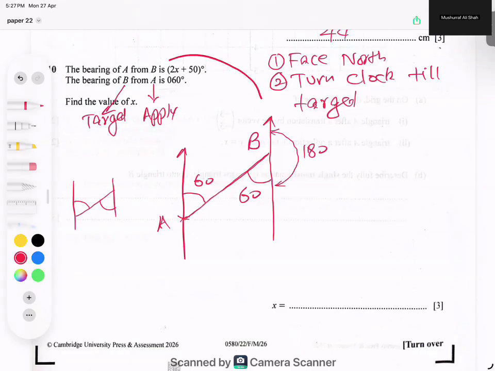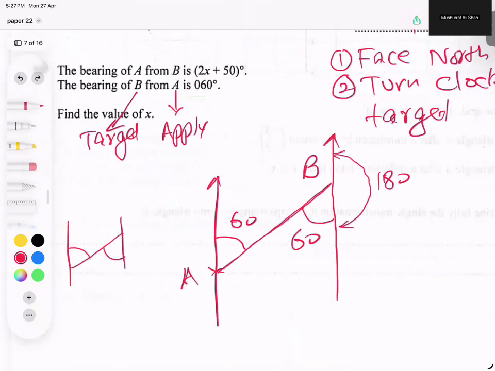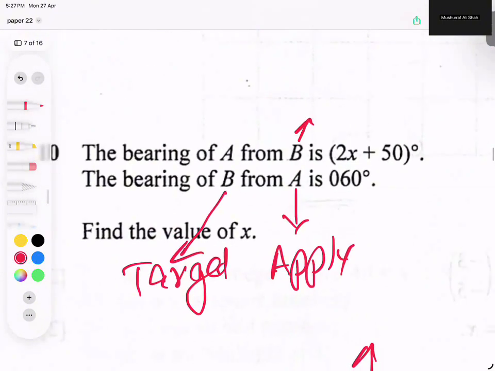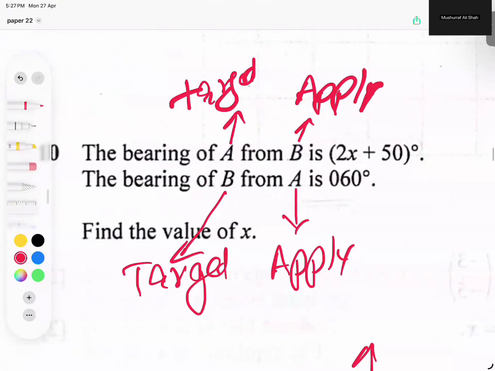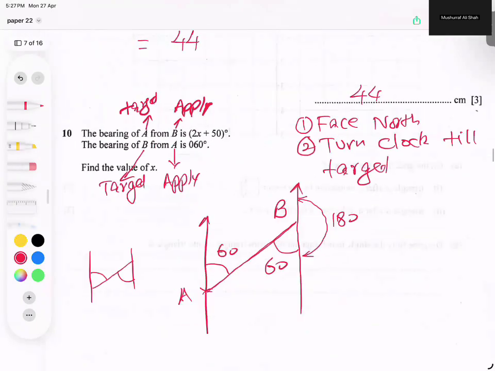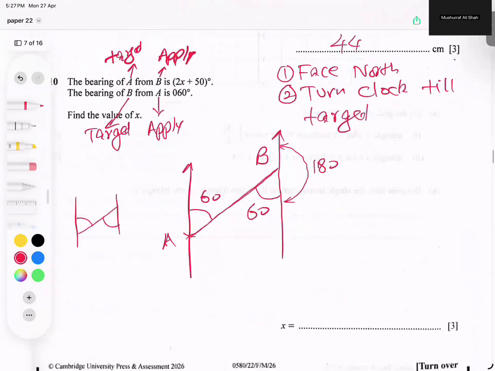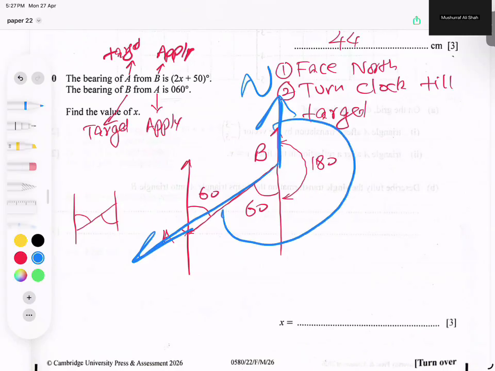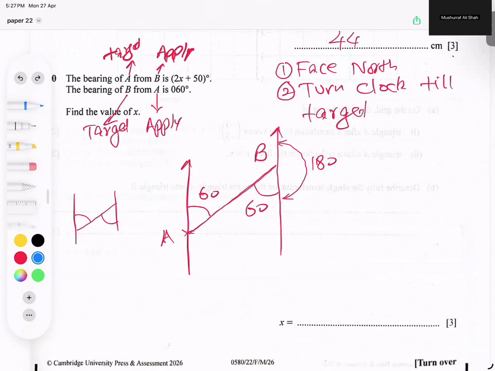Now read the upper line. So he's saying A from B. A from B means apply rules at B, and target is A. So apply rules at B. There's a north, turn clockwise, and the target line is this one. So from here till here. I think it's a clear idea. If you see this here, I think we're close to the answer.